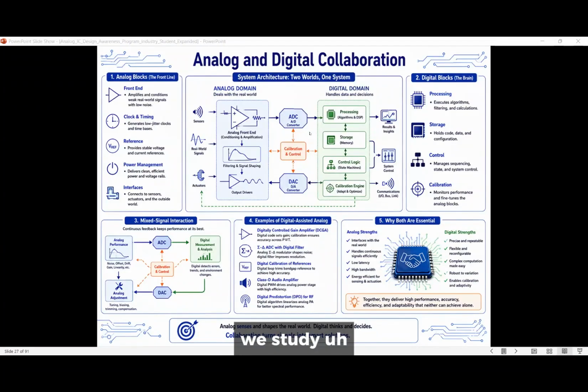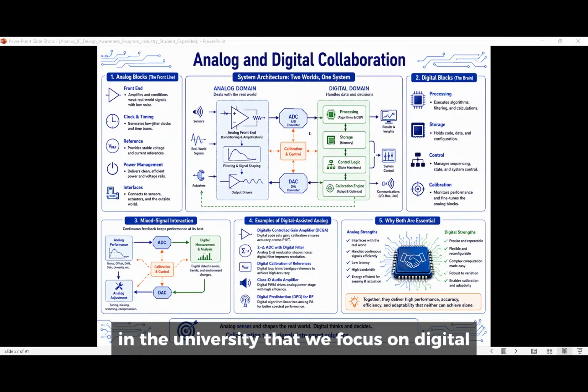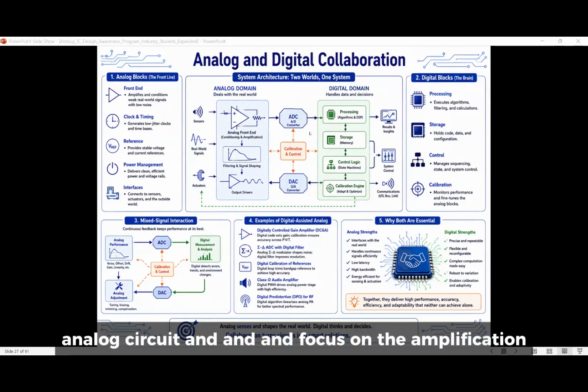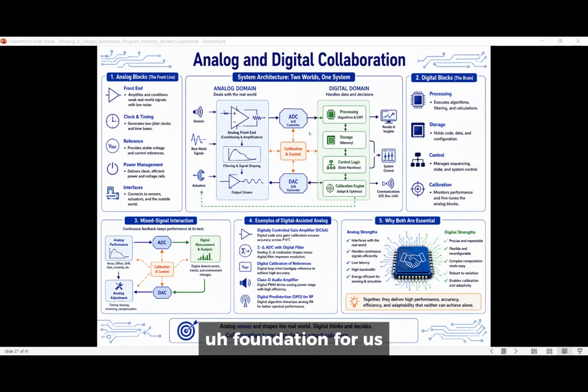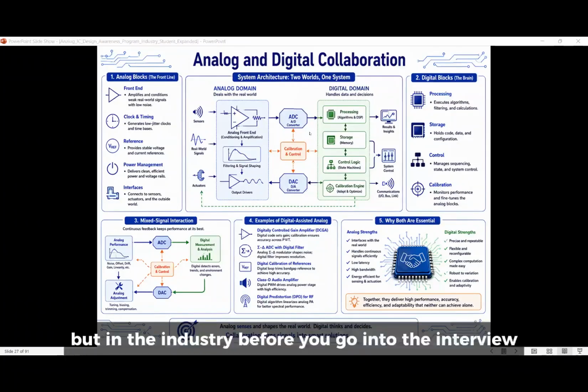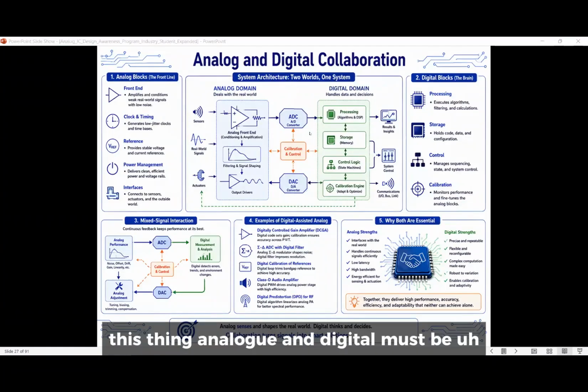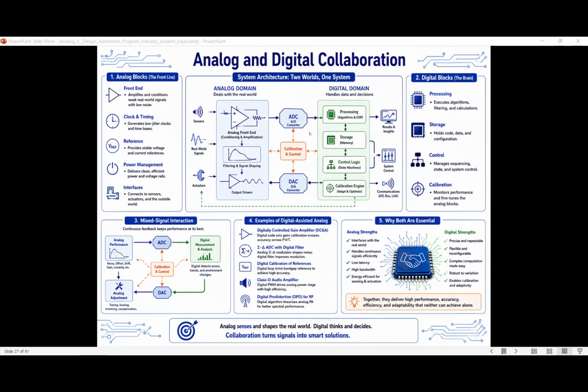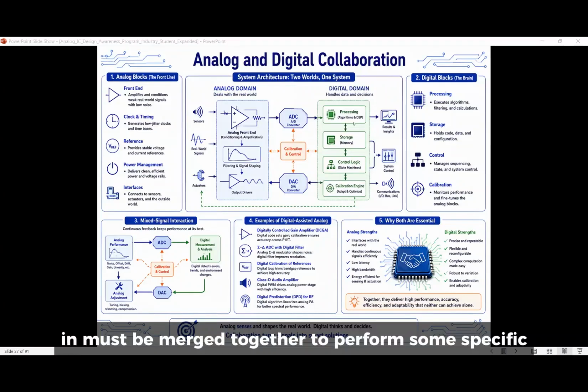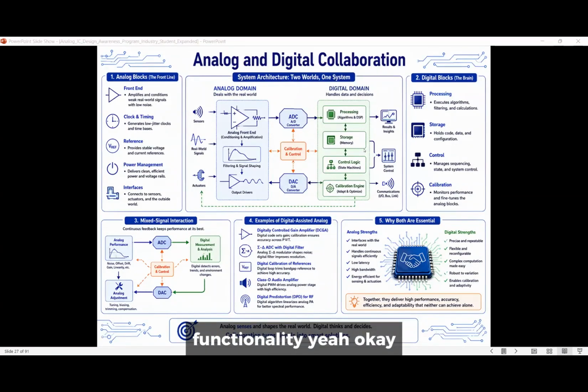We study in the university that we focus on pure analog circuit and focus on the amplification, because this is a good foundation for us. But in the industry, before you go into the interview, you must understand that in modern circuit design, analog and digital must be merged together to perform some specific functionality.